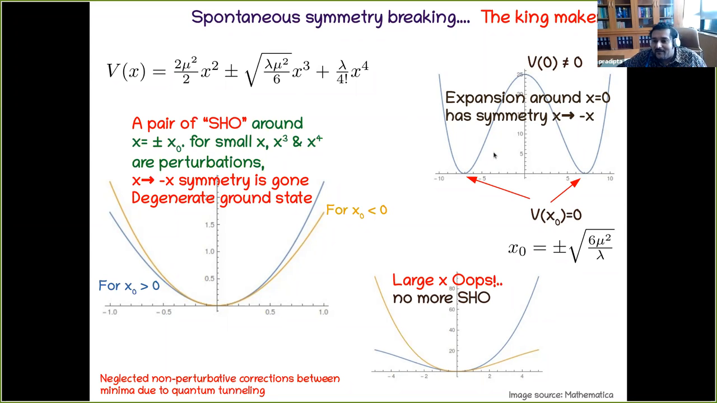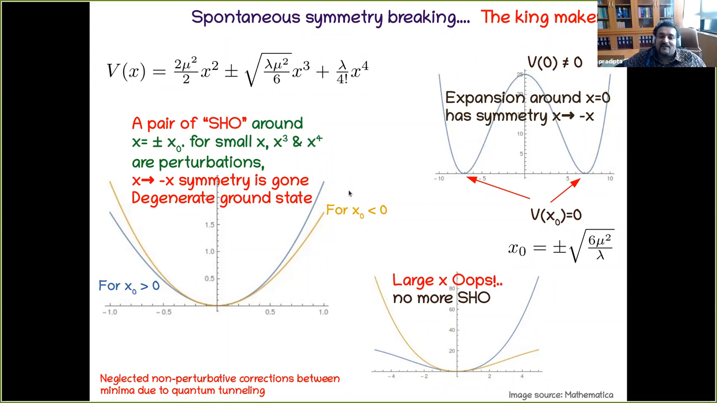So let us go back to this example once again, which is the original example, where I have a potential which is symmetric with respect to x going to minus x, that is, symmetric with respect to the reflection symmetry. And V at zero is not equal to zero, which is rather the maximum, but the actual minima, the degenerate minima, are sitting at x is equal to plus minus x naught, where x naught is some square root of 6 mu square by lambda. But now when you expand with respect to this new minima, that is x is equal to plus minus x naught, of course, you have a new potential where that original symmetry is broken.